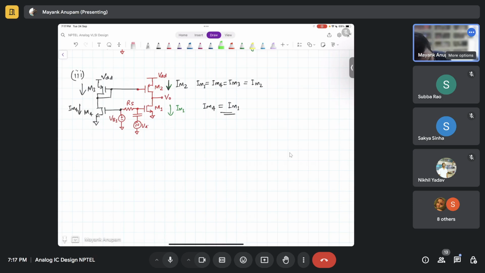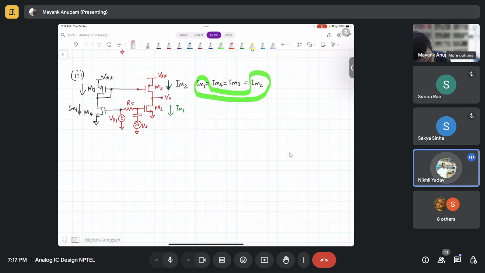Which means M4 is setting the current in the left branch and M1 is setting the current in the right branch. Yes, you can say that. So this is now ensured: Im1 is always equal to Im2. That is ensured. So this is a good way to bias, right?